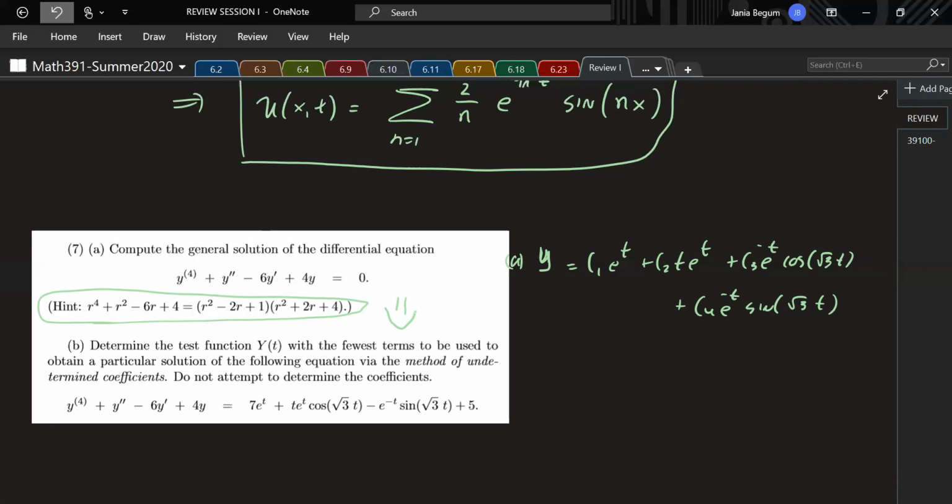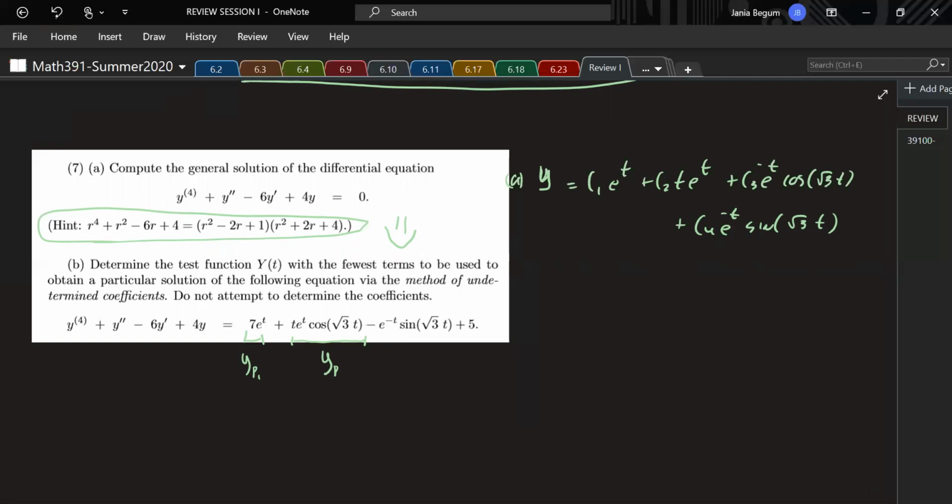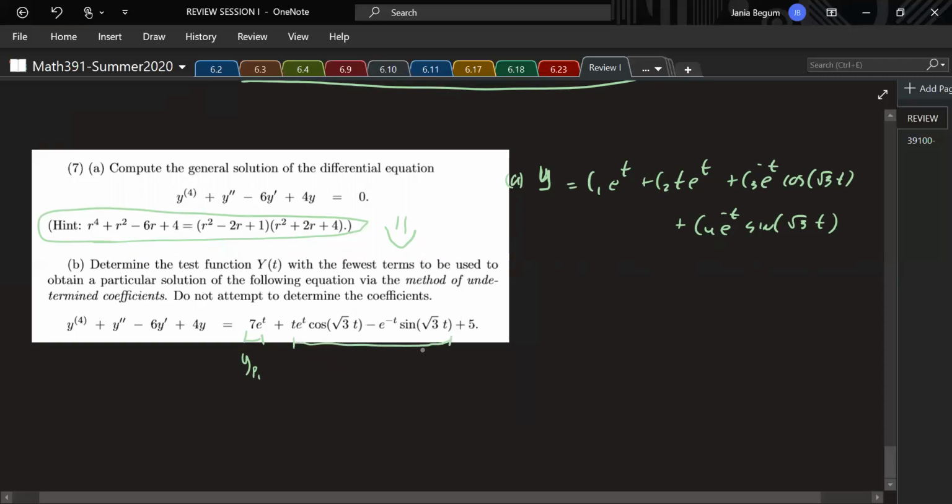Now, for the second part, you just want to determine the form of the particular solution so that it's independent from part A. So first one, let's check this out. We have an exponential. Let's call this yp1. And then another form, let's call this yp2. It looks like the second and third functions have the same argument, so I'll call that entire piece yp2.